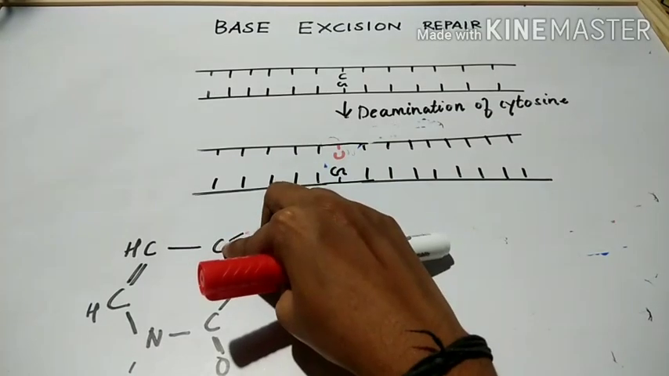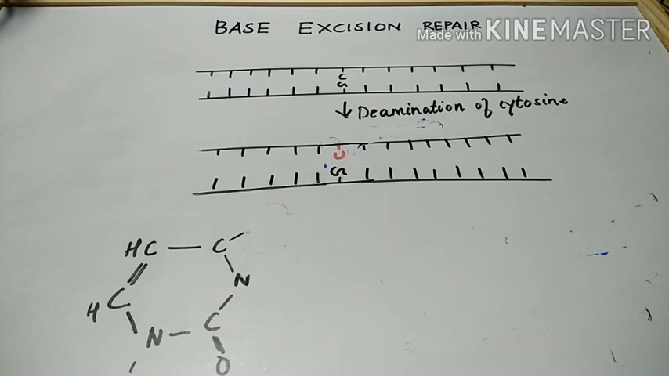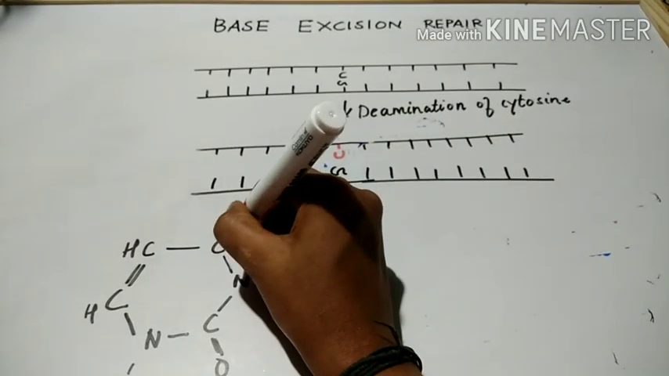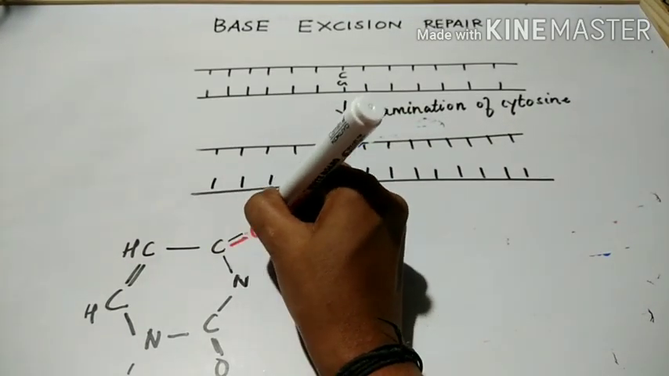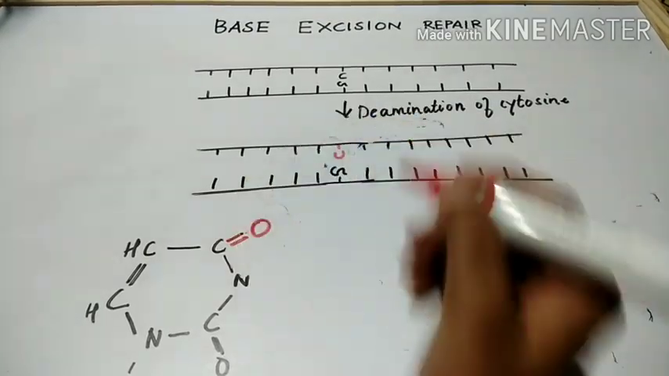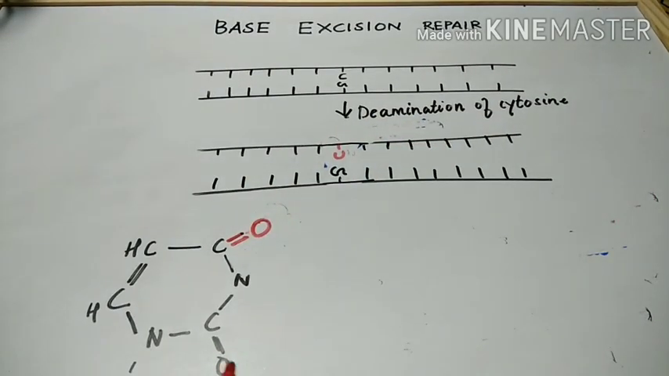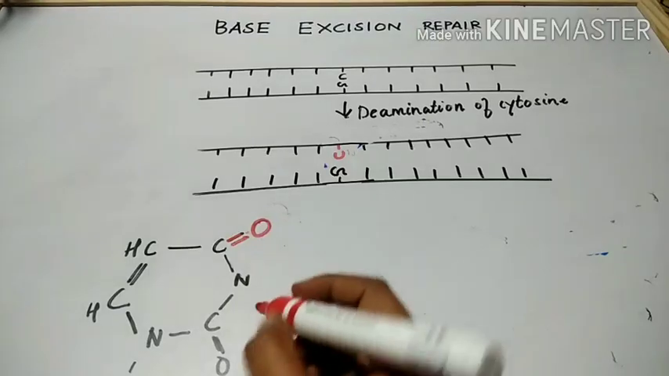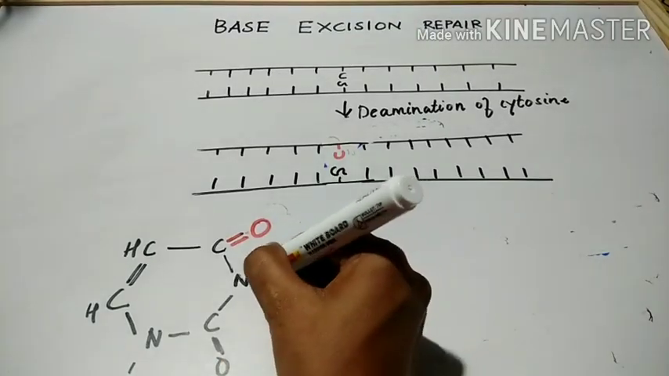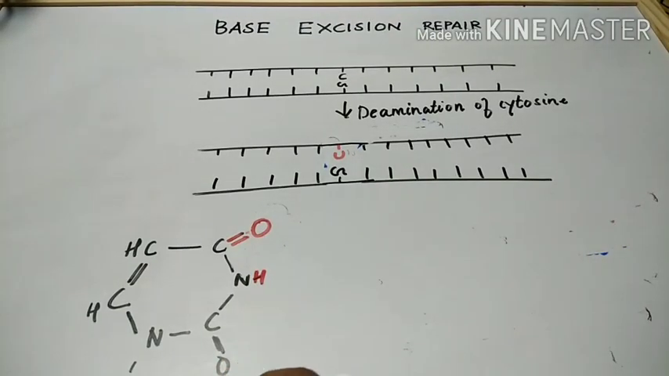And it is converted to uracil. So this is the deamination process, and this is the damage caused. So we are going to see how this damage is repaired.